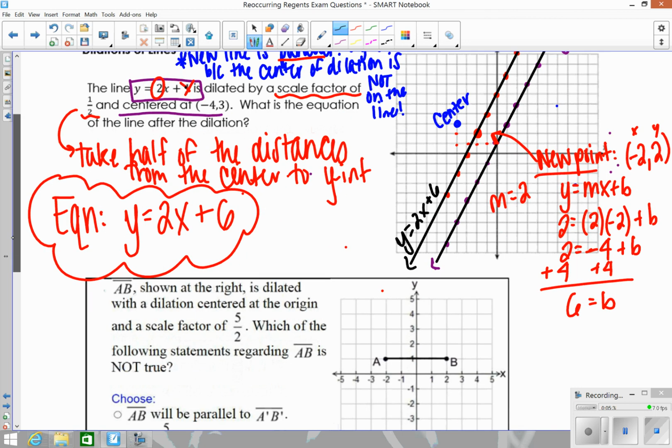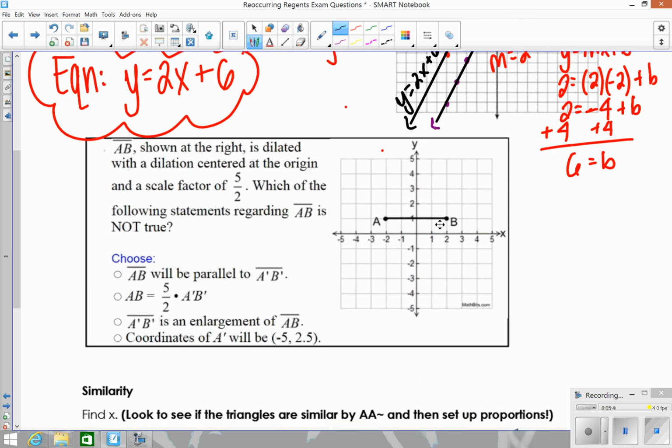So then the next one here is looking at segments, so very similar, but just answering some multiple choice questions. So AB, shown at the right, is dilated with a dilation centered at the origin. So here's my center. And then it says with a scale factor of 5/2. Which of the following statements regarding AB is not true? So it's talking about A prime, B prime. So I say we actually do the dilation.